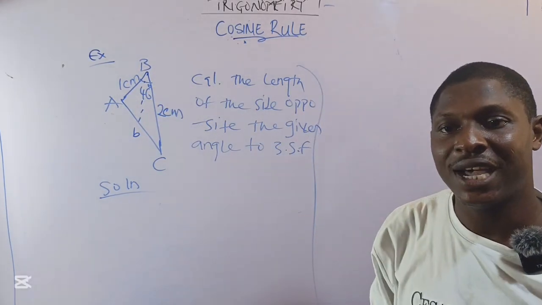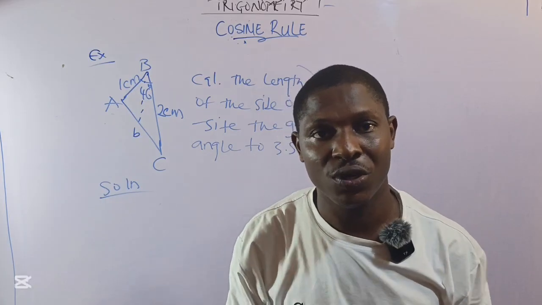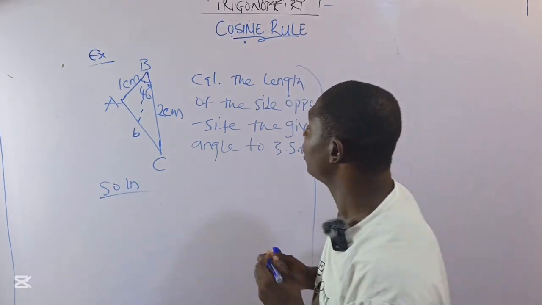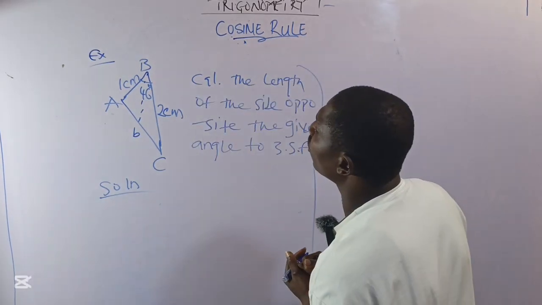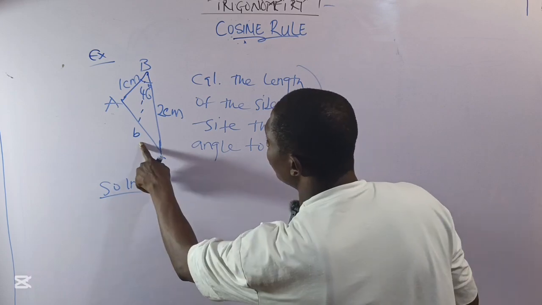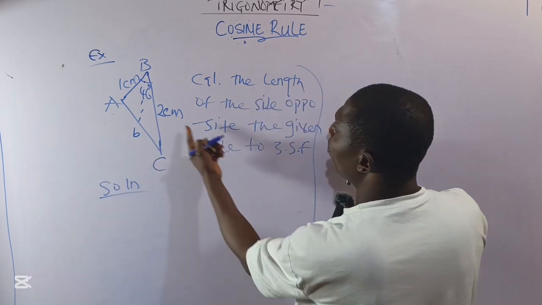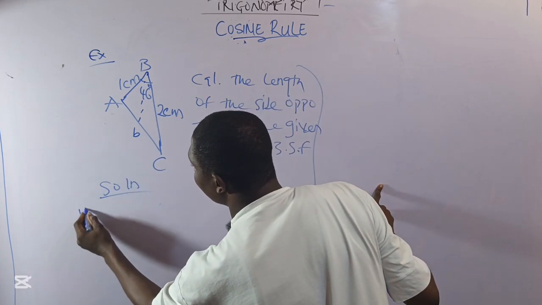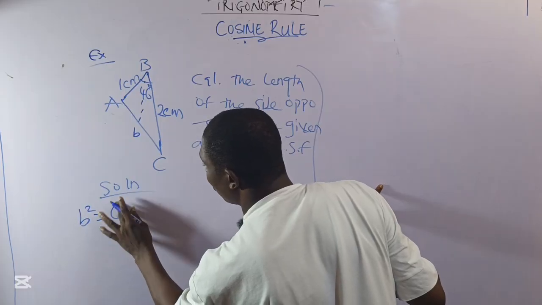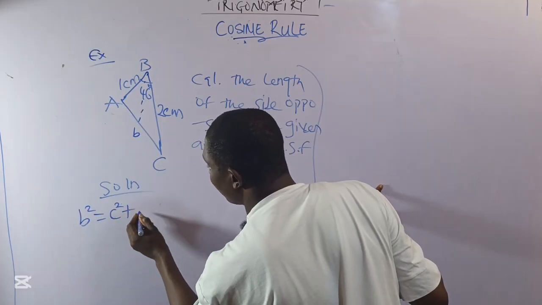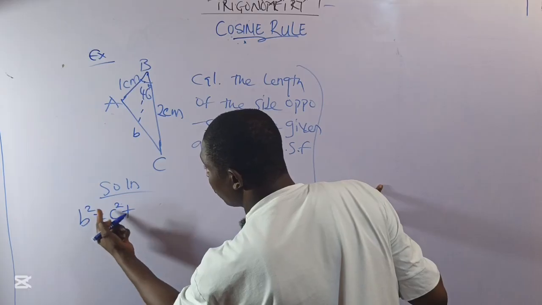If we are given the three sides, we can use the cosine rule to get the three angles. Take notes, please. Now we are looking for b, which is the side opposite to the angle given. So we have b square equals to what? All these are small letters.